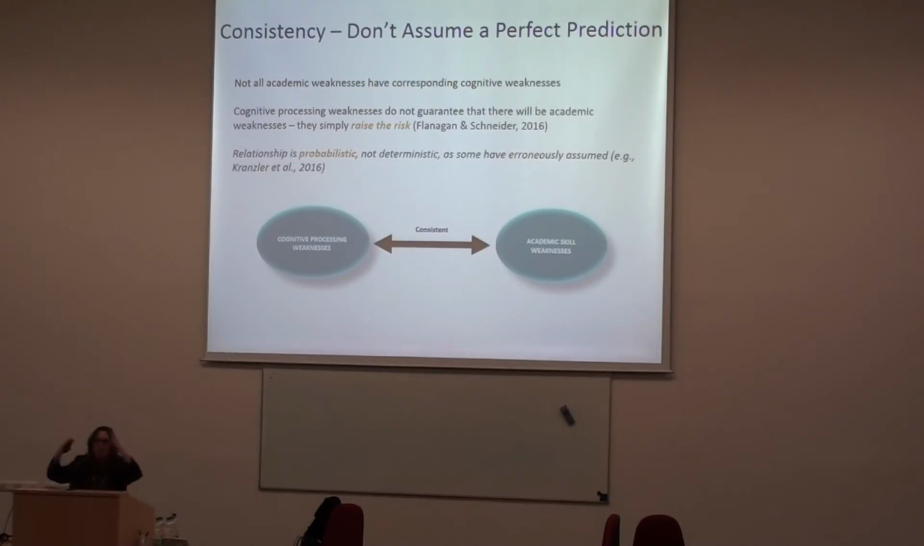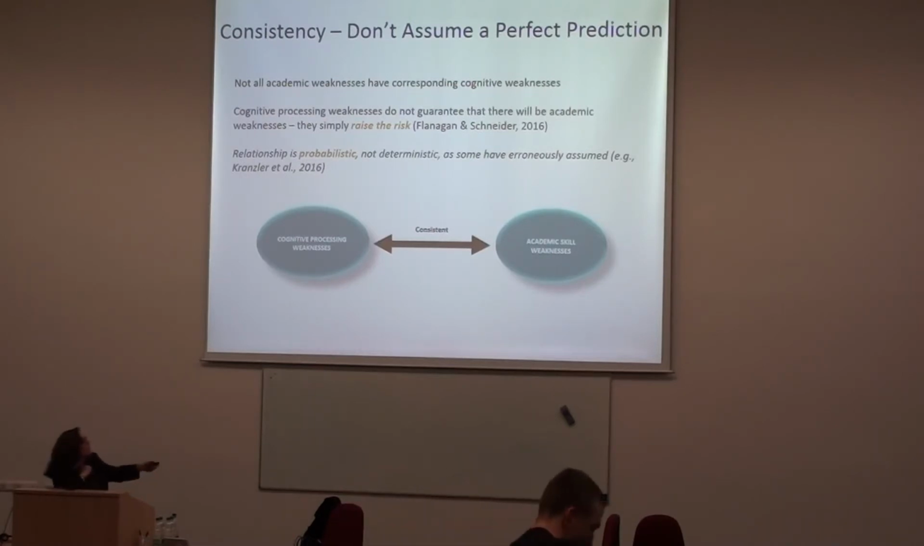We have children walking around our schools all over the world with cognitive processing weaknesses and no academic skill weaknesses, because they have good cognitive capabilities in other areas, they've managed to compensate for processing weaknesses so that they can perform okay academically. So cognitive processing weaknesses raise the risk of academic skill weaknesses, but do not guarantee them.